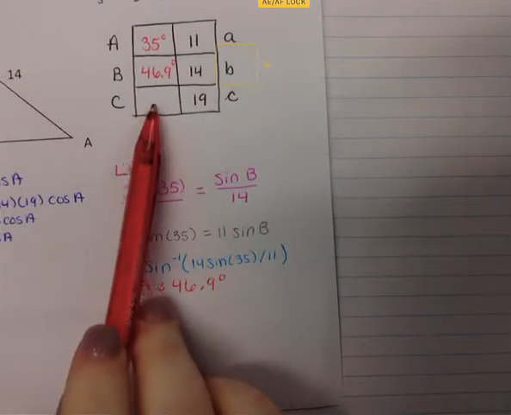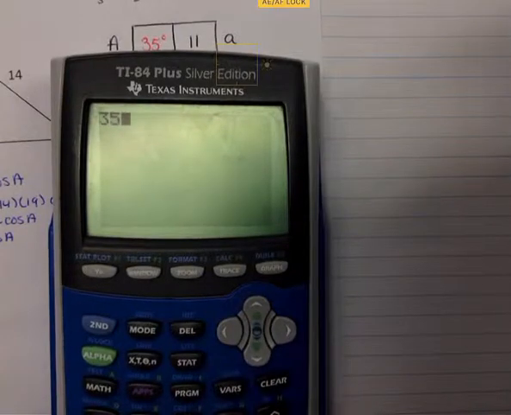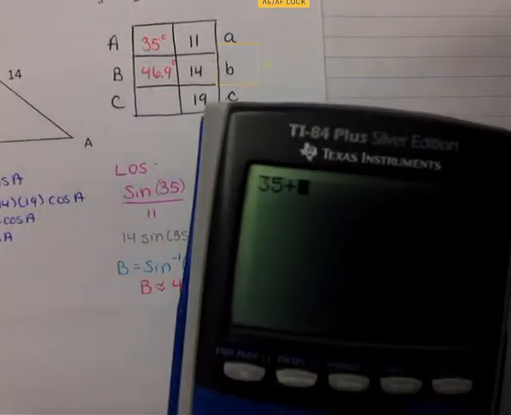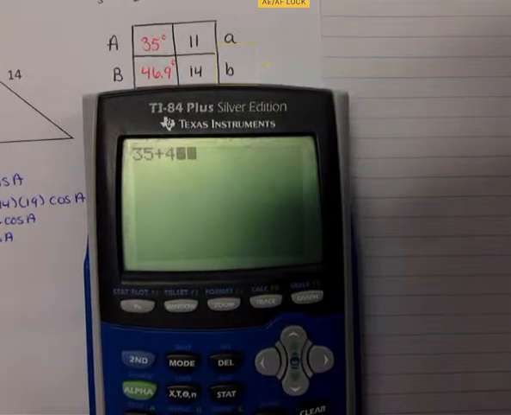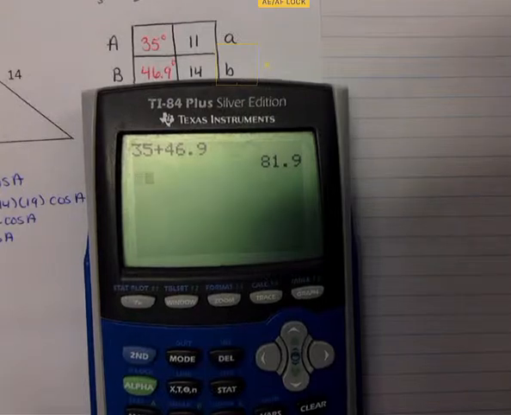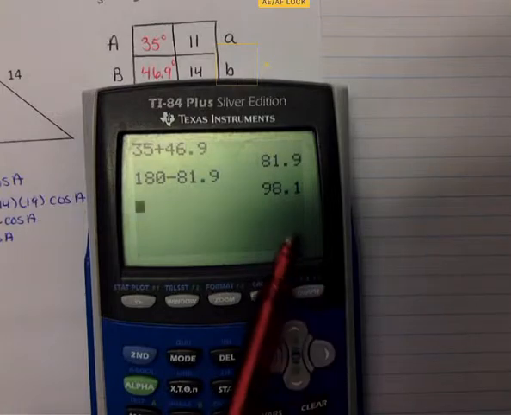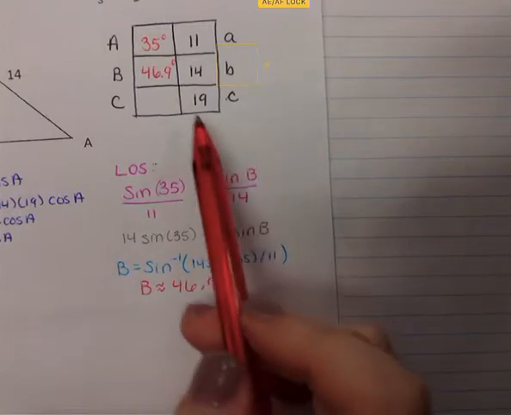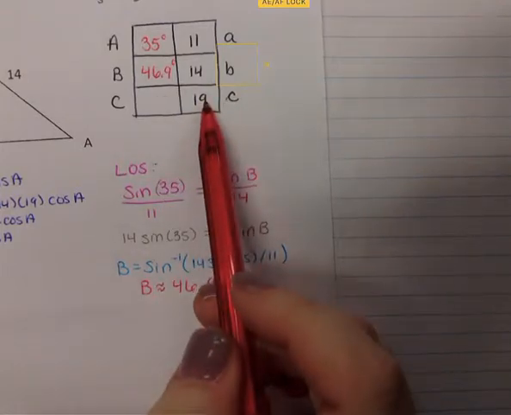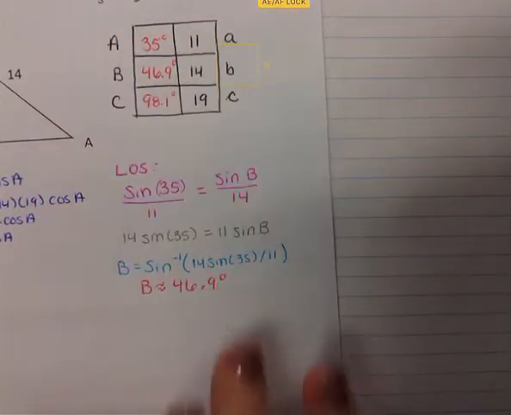Therefore, we can solve for angle C because we know that the angles have to add up to 180 total. So we have roughly 35 degrees already, plus the 46 and 9/10 degrees. So we have 81 and 9/10. We're going to subtract that from 180. We'll get 98 and 1/10. That is an obtuse angle because we were going to have an obtuse triangle. And that is also the biggest angle because it's opposite of the biggest side. So this is 98 and 1/10 degrees.